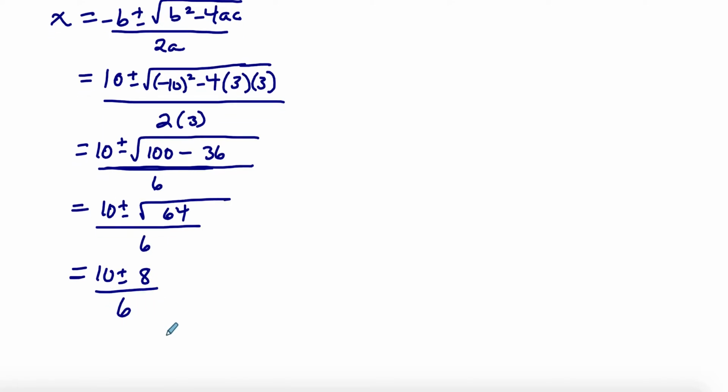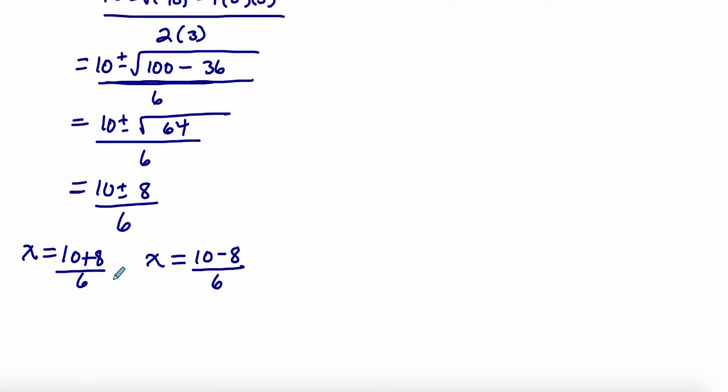So now I'm going to end up with two different answers for x. One of them, I'm going to use 10 plus 8 over 6. And the other one, I'm going to use 10 minus 8 over 6. So I split it up at the end. I use the plus sign for one answer and the minus sign for the other. So 18 divided by 6 is 3. And 10 minus 8 is 2 over 6, so that would be 1/3.